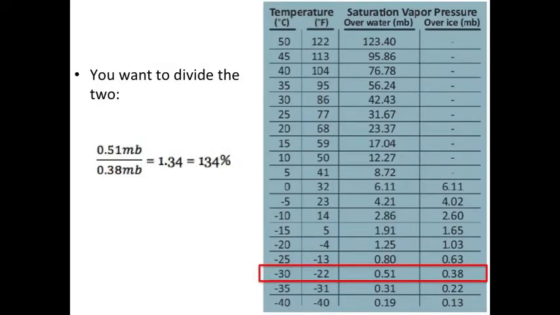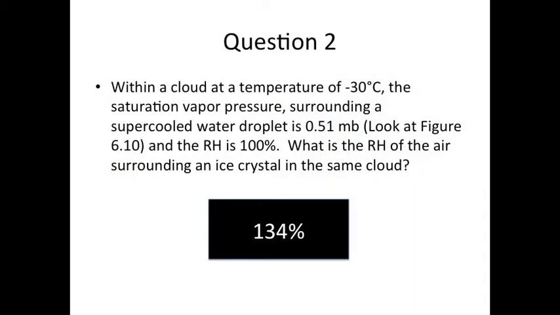Now you will want to divide the two, with the water value on top and the ice value on the bottom. This will give you 0.51 millibars over 0.38 millibars, giving you an answer of 1.34 or 134%. This is over 100%, so it is supersaturated. Therefore, you'll answer this question 134% and supersaturated.